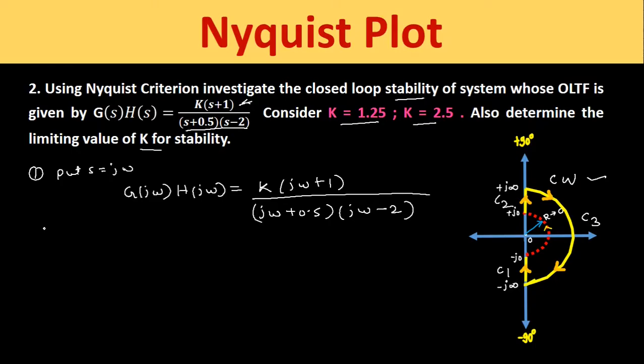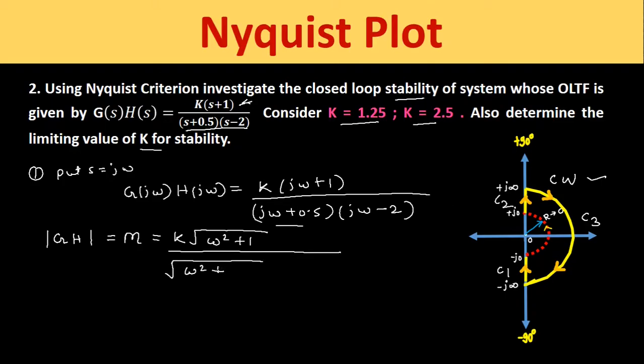Now what we have to do, first we have to find out the magnitude of G(j omega)H(j omega), which is represented by capital M. So M will be equal to K into, for this j omega plus 1 the magnitude will be under root omega square plus 1, whole divided by, for this term j omega plus 0.5 magnitude will be under root omega square plus 0.5 square is 0.25. Again for this term the magnitude will be under root omega square plus 2 square is 4. Here we have to take minus 2 square, so we will get plus 4 here.